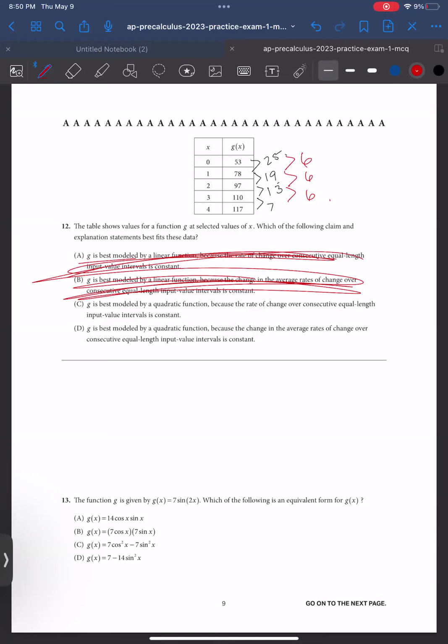So my options are: because the rate of change over consecutive equal length input value intervals is constant, I don't think so, because that one would say linear. Or because the change in the average rates of change over consecutive equal length input value intervals is constant. That one sounds nicer. So it is D, because that's what I'm looking for. I'm looking for the changes in between. I'm not looking for the slopes. I'm looking for the change between the values. So my final answer is D.